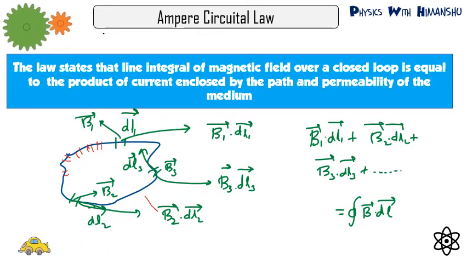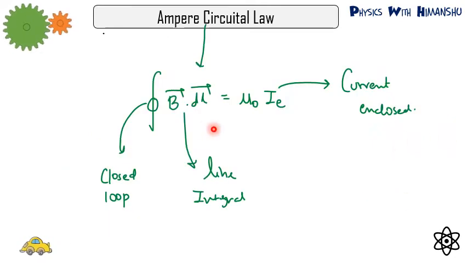If I add all these line integrals, it can be written as integration of B dot dl, and this circle represents that we have covered the full loop. So this circle represents that we are talking about a closed loop and integration of B dot dl. This full mathematical statement is called the line integral of magnetic field over a closed loop. So line integral of magnetic field over a closed loop will be mu naught times current enclosed by the loop. Now we'll discuss what is the meaning of current enclosed.